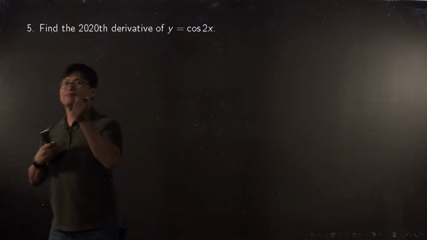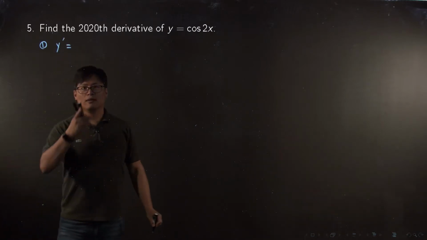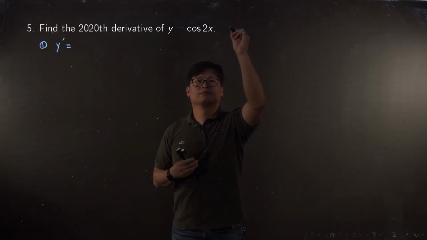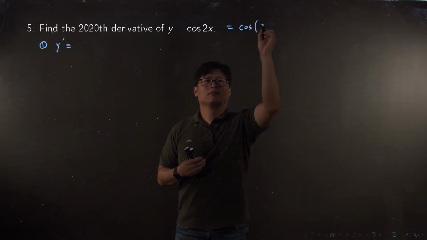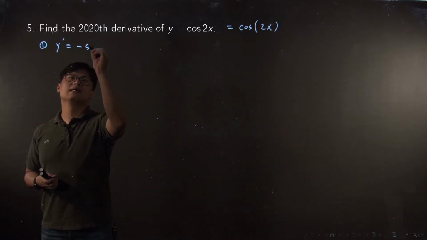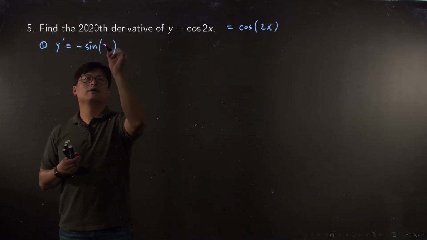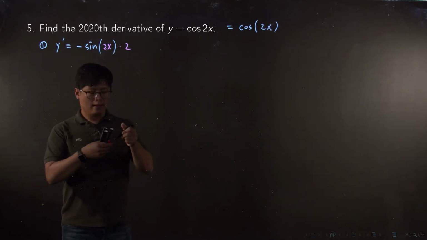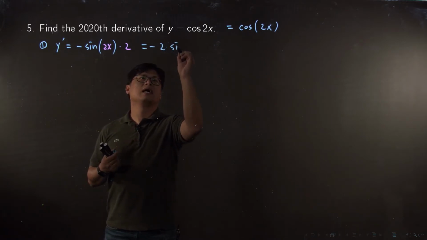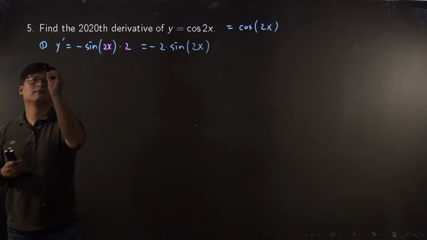First, number 1, y prime. Can you find it? It is a 2-layer function, which is the chain rule. Cosine prime is minus sine, and the inside function is 2x, right? And 2x prime is 2. Let me write the 2 as a coefficient. It is equal to minus 2 sine of 2x. Is that clear? Okay, second one.